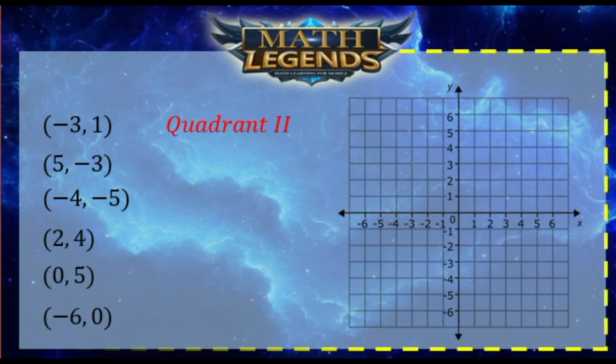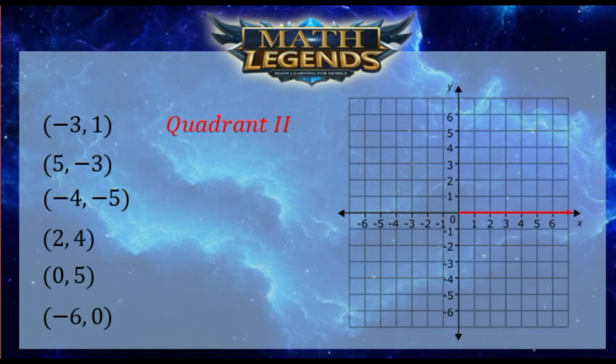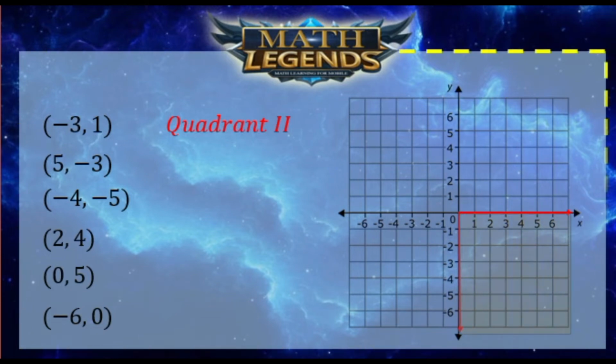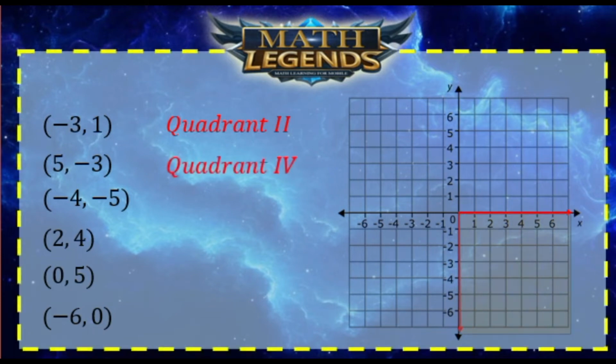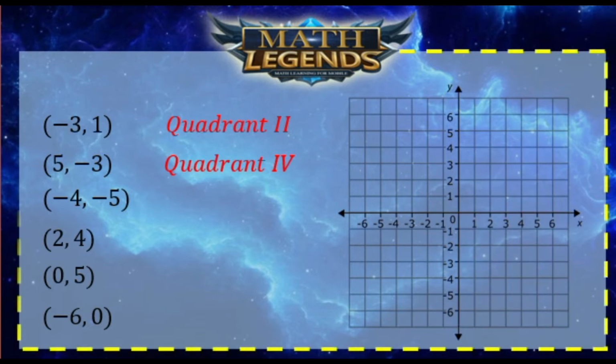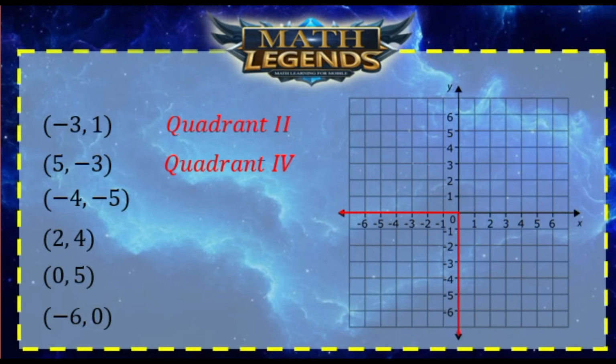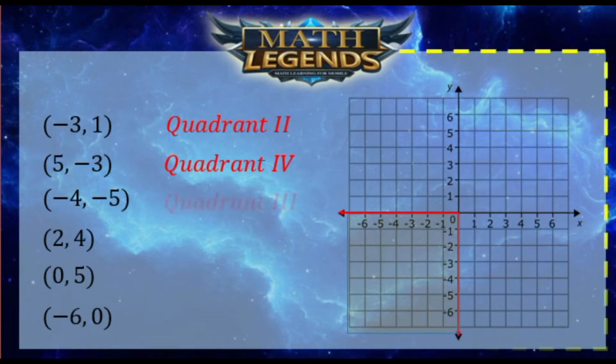We have here 5 and negative 3, wherein 5 is located along the positive x-axis, and we have negative 3 that is located in the negative y-axis, so therefore the point is located along the quadrant 4. For the next one, we have negative 4 that is located in the negative x-axis, negative 5 that is located in the negative y-axis, so therefore the point is located along the quadrant 3.